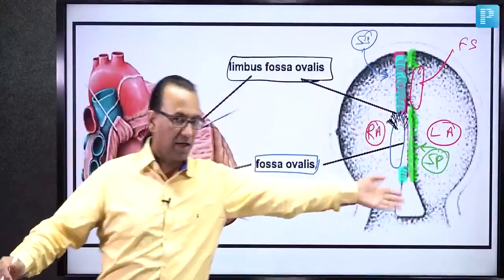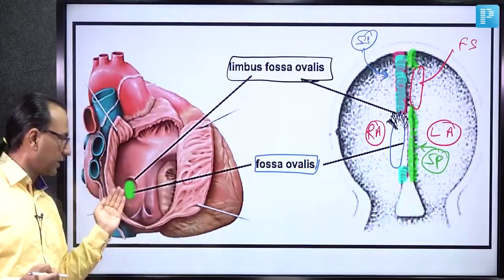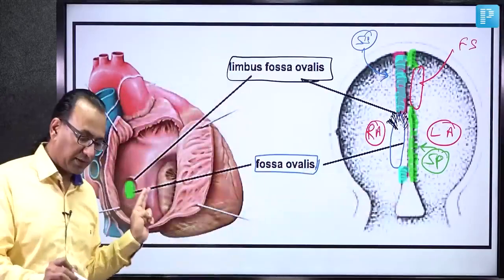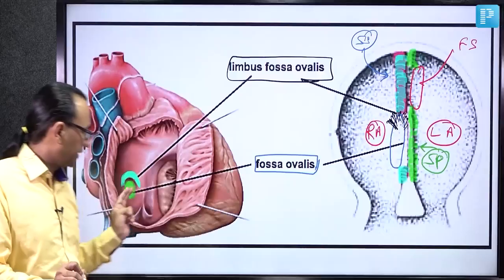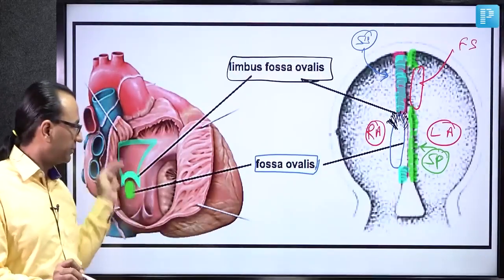You can observe the same thing here as well. This is the fossa ovalis, and the floor is the left septum, or the septum primum. Whereas the limbus fossa ovalis, which we see here, is on the right side, and it is on the right septum, which is the septum secundum.